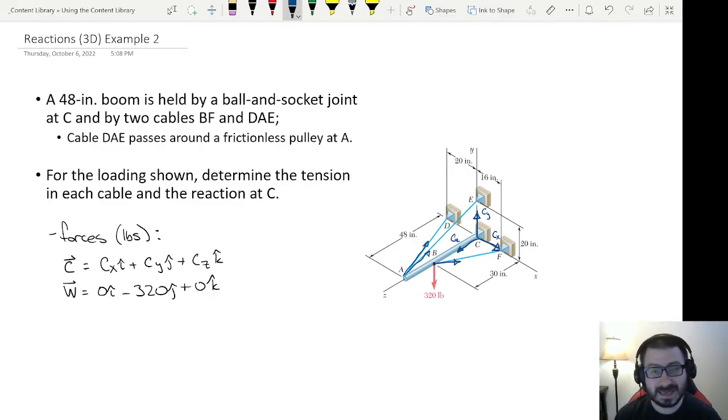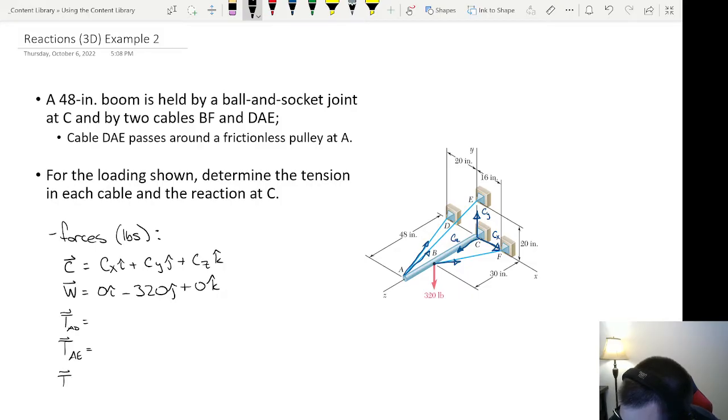We need to name each of those. So let's call that T. Let's write that in black. So let's write that as TAD, TAE, and TBF.